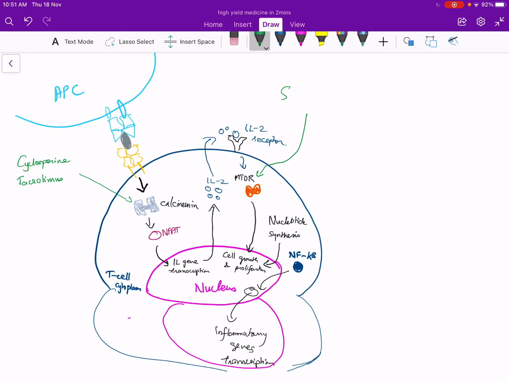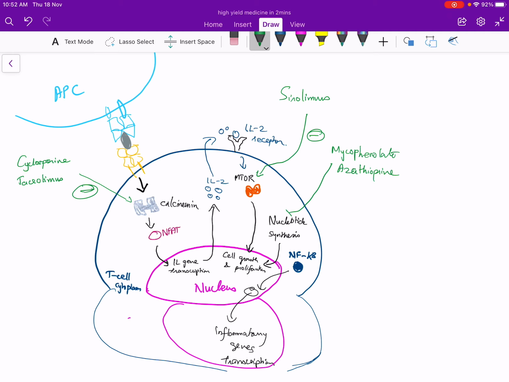It is sirolimus. It is an mTOR inhibitor. Cyclosporin and tacrolimus are calcineurin inhibitors. I told you that for cell growth and proliferation you need nucleotide synthesis. So what's going to block nucleotide synthesis, particularly purine synthesis, is the drugs mycophenolate and azathioprine.